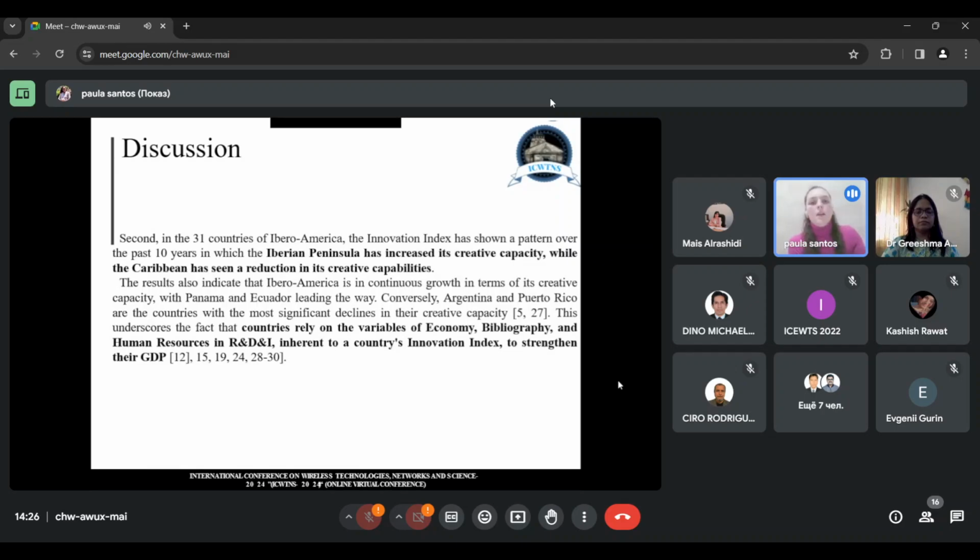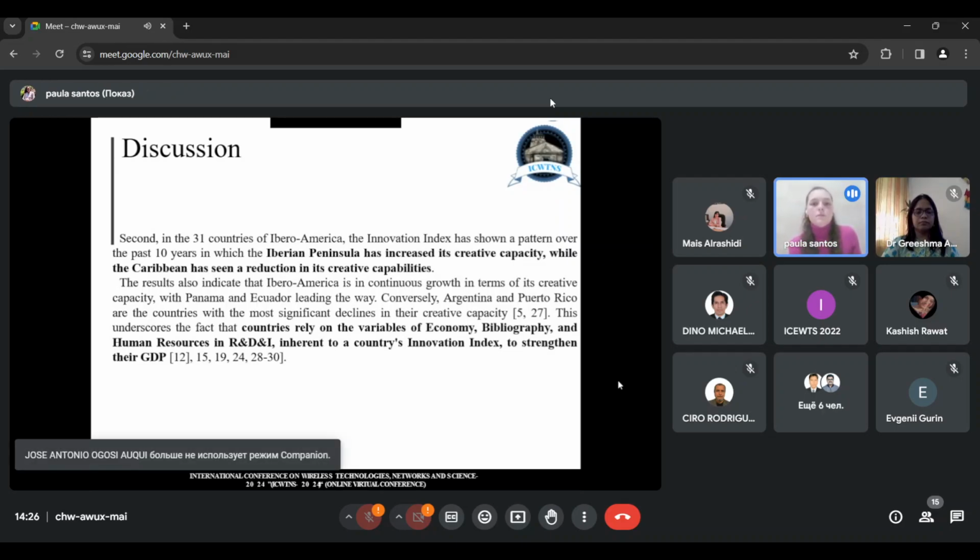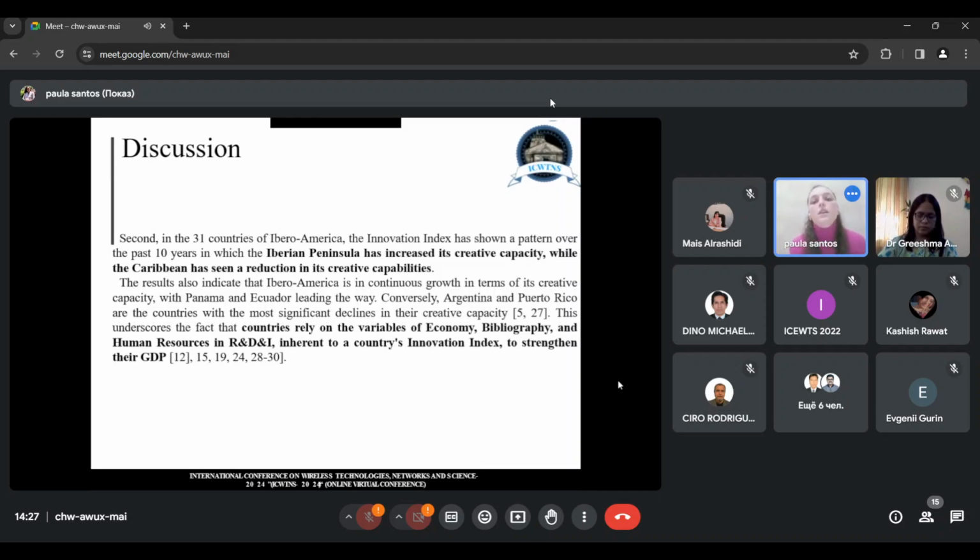We also see that the Iberian Peninsula has increased its creative capacity, but the Caribbean has seen a reduction in this creative capacity. And so we need to understand that through the innovation index, we can stretch the GDP of these countries, and also we can stretch the economy, the scientific bibliography, and also the human resource and RD&I.